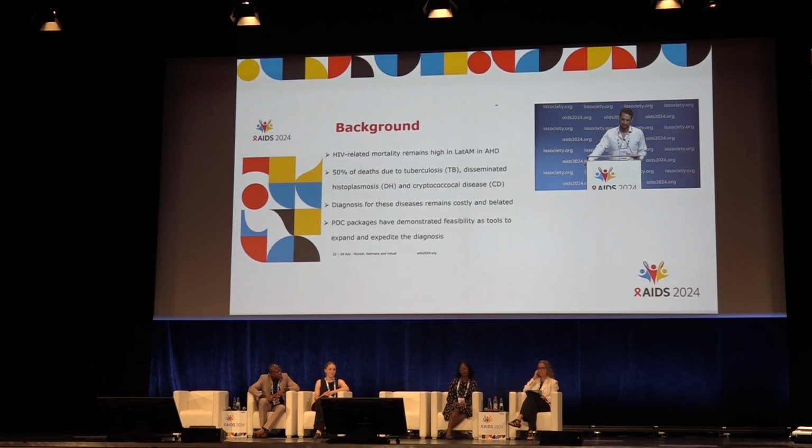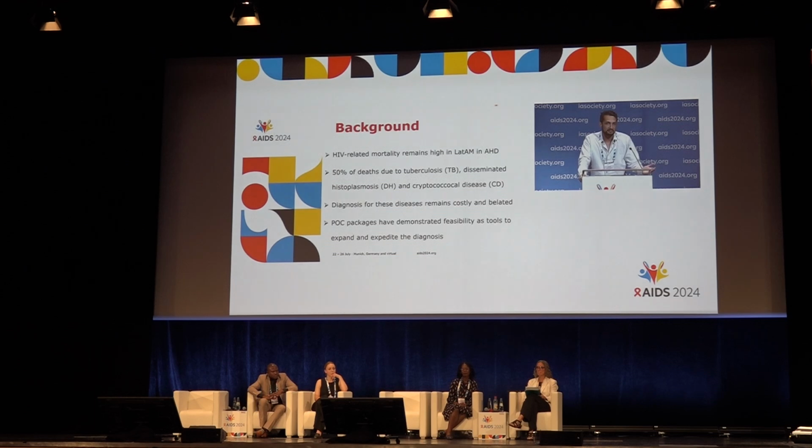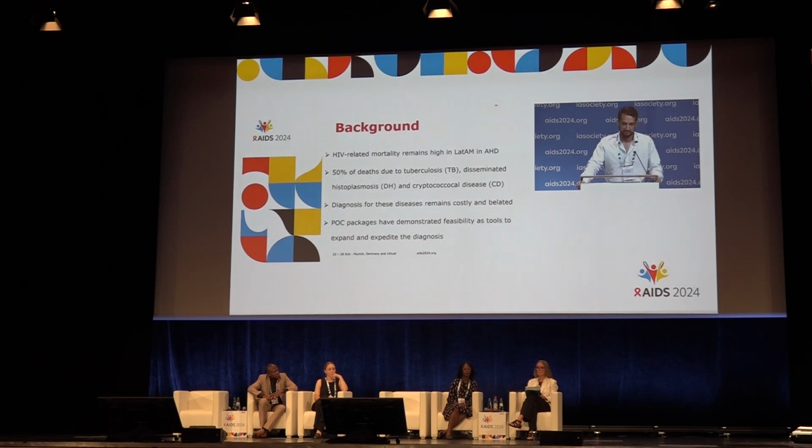advanced disease in Latin America still remains a big part of what we see in daily practice, and HIV-related mortality remains high and has not constantly gone down as we would expect during the past decade in the region. It's estimated that at least half of the deaths that occur in people with advanced disease are due to TB, histo, or crypto. And this in part is because diagnosis of these diseases remains costly and takes a lot of time and resources. Thankfully, point-of-care packages have demonstrated feasibility as tools to expand and expedite this diagnosis.